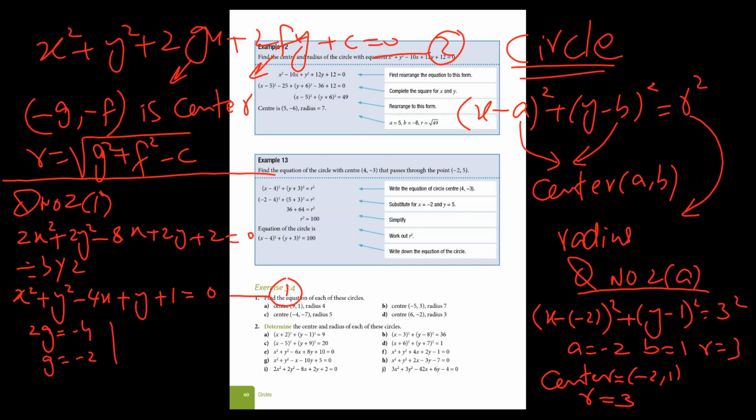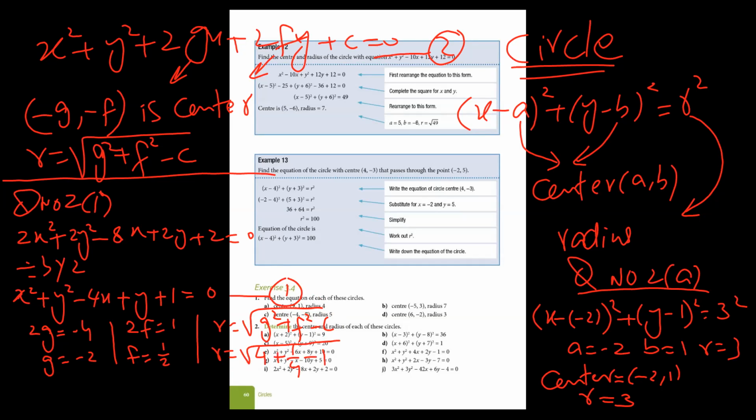Similarly, what is the y coefficient here? 1. What is the y coefficient in f? So we can say 2f is equal to 1 and f is equal to half. Now the last thing, c. This 1 is equal to c. Now what is the r value? The R formula we have is root of g square plus f square minus c. I will plug in the values. Negative 2 squared gives us 4, half squared gives us 1 over 4, and the c value is 1.